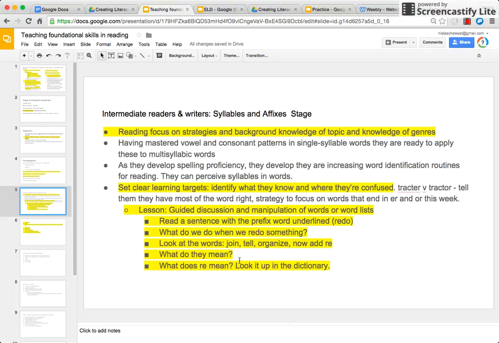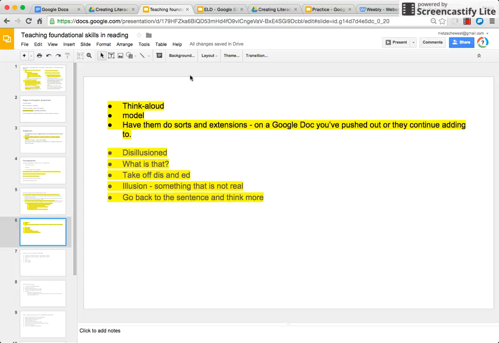And you can have a conversation about that. You can find other words with re and generate other words with re. That could be an extension activity you could do with their group, not alone. I would always have them work with their group. You can look up the dictionary, teach dictionary skills. So you're thinking aloud, you're modeling, you're having them do sorts, you're having conversations, and you're taking the words apart and really looking at the pieces and the meaning within them.